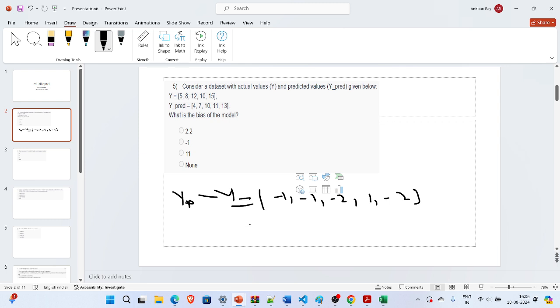You have to take the average of these values. So how much does it become? Minus 1 minus 1 minus 2 plus 1 minus 2 is minus 5 divided by the total number of values, which is 5. So the answer is minus 1, so the bias is minus 1. Got it, everybody?